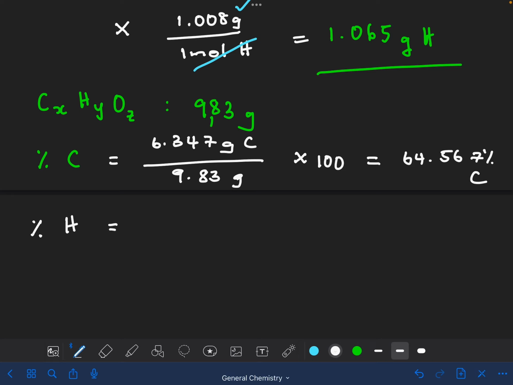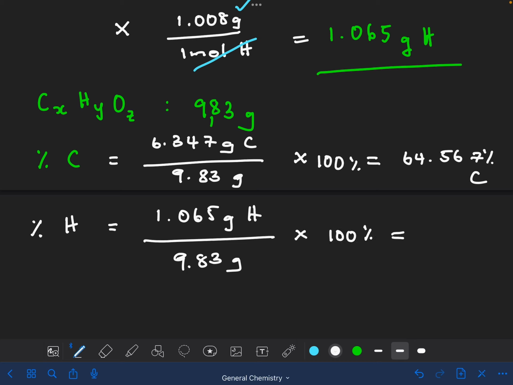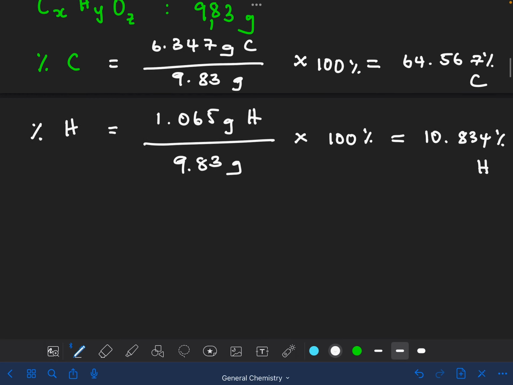We do the same with hydrogen, right? The percentage composition of hydrogen. Obviously here we got 1.065 grams of this hydrogen divided by 9.83 grams of the sample that we have, multiplied by 100%. Then from this one we are going to get 10.834% of hydrogen. Okay, having found this, we know that our sample consists of carbon and hydrogen and oxygen.